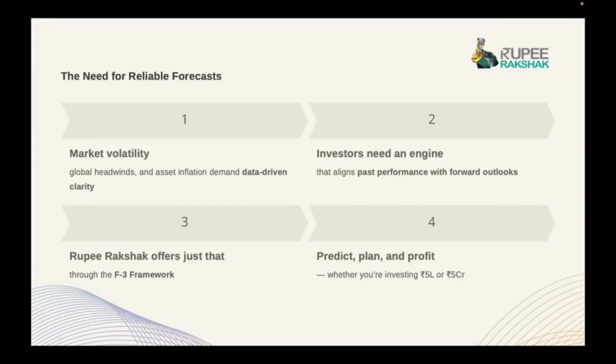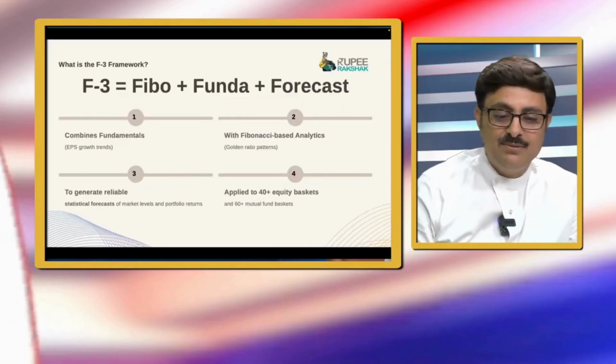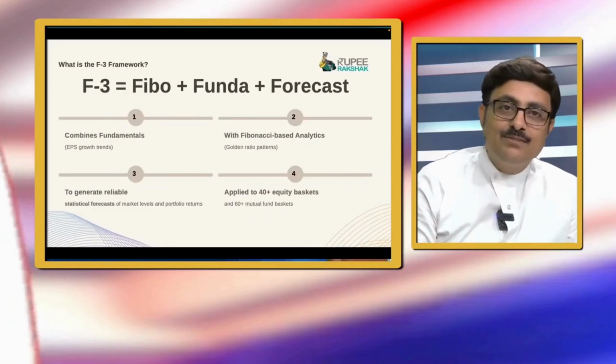So the investors need an engine that aligns past performance with forward outlooks, and Rupee Rakshak offers just that through this F3 framework. It helps you to predict, plan and profit, whether you are investing 5 lakhs or 5 crores. It is that powerful, this F3 framework. What exactly is the F3 framework?